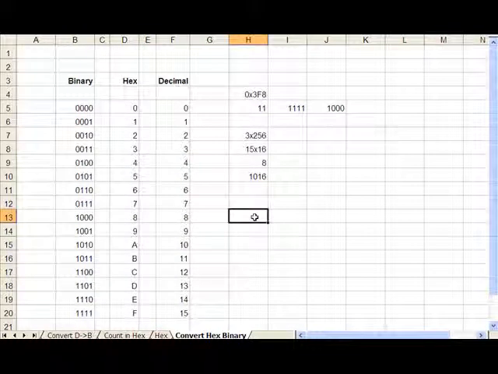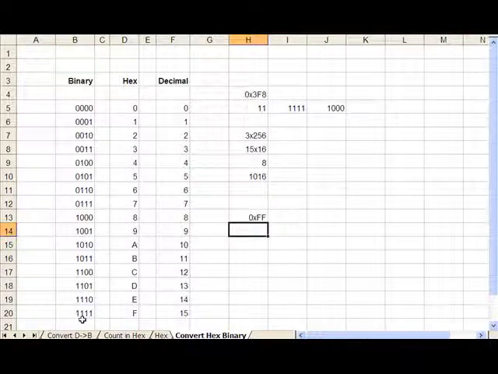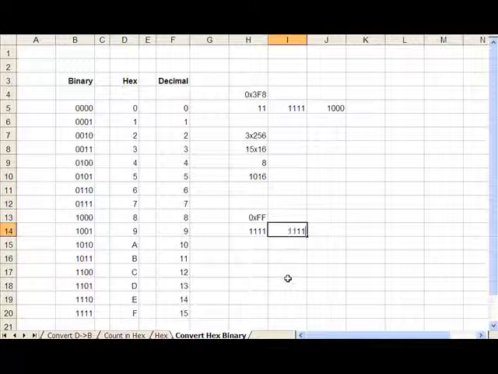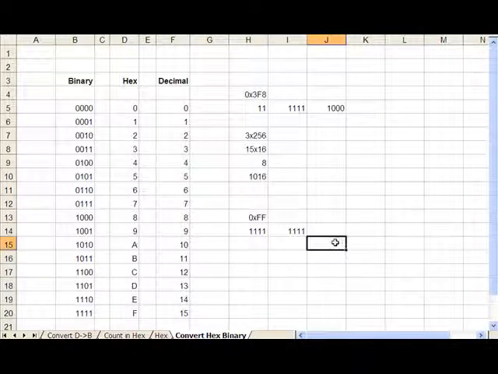Okay, while we're here, let's look at some special hex numbers. How about this one, 0xFF? Well, what would that value be in binary? F is 1111 and F is 1111. It turns out that this value, 8 ones, is the largest value that you can store in 1 byte.